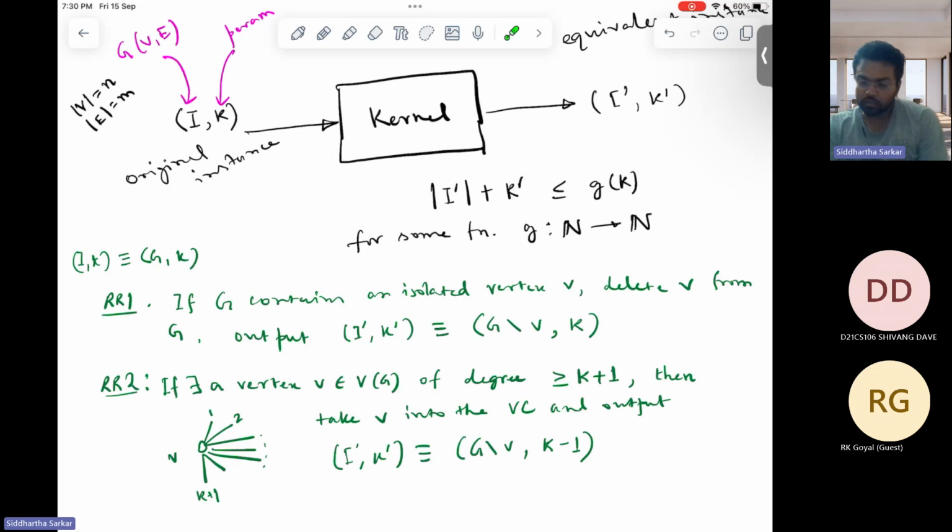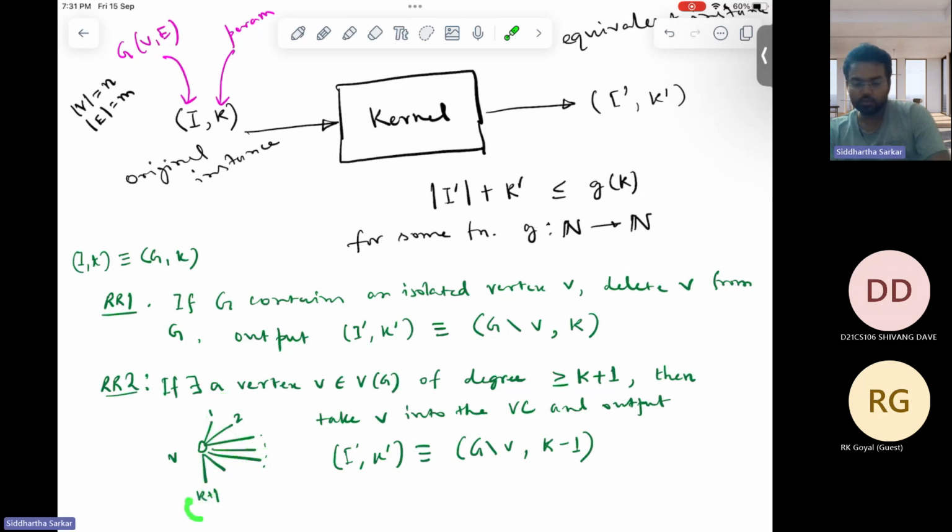Now coming to your question: why is it k plus 1? If you have any number smaller than k plus 1, let us say k, then you cannot be sure that we must take v into our solution, because if you do not take v, then to cover all the edges incident to v, you have to take the neighbors of v.